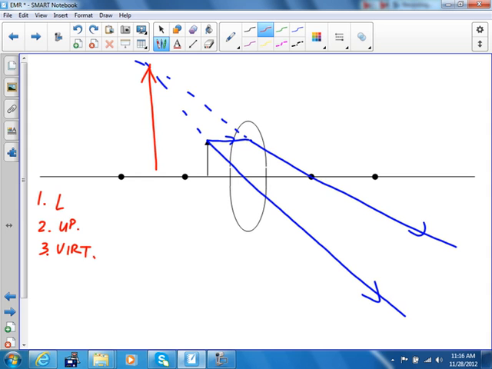You ever used a magnifying glass to make something bigger? Where do you have to hold that magnifying glass relative to the newspaper or whatever it is that you're trying to make bigger? Close to it, right? And when you look through that magnifying glass, what do you see? You see an upright, virtual, bigger image. Why do you have to hold it close to the object, close to the newspaper, whatever it is that you're trying to magnify? The object has got to be inside the focal length.